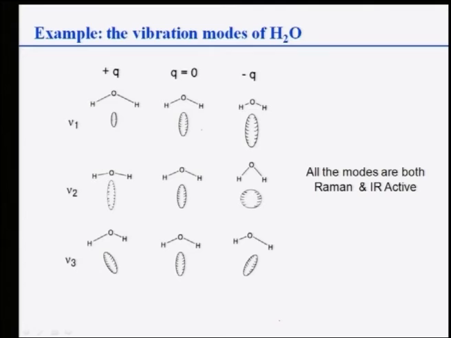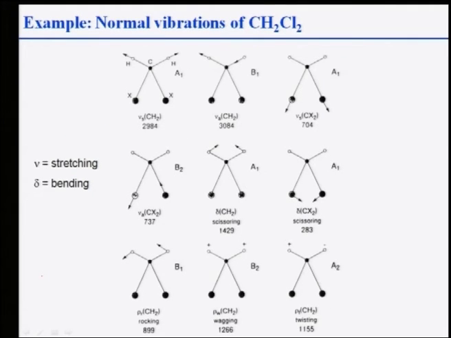One can do it for other molecules like water. You can see all the modes in water, nu 1, nu 2, nu 3, are active in Raman, because this leads to a change in polarizability and a change in the polarizations both. If you take CH2Cl2, there are stretching and bending both possible here. So if I consider Vs, the stretching bands, or Va, actually there are 3: A1, B1, A1.